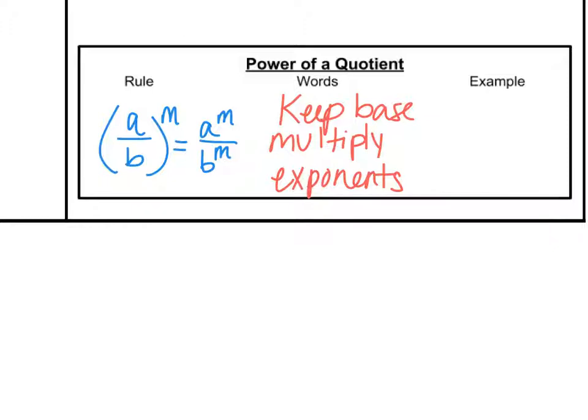So an example of that, say we have 3 halves to the 5th power. Both 3 and 2 have a power of 1 right now. If you don't see it, it's a 1, and so we just multiply the exponents. That would be 3 to the 5th over 2 to the 5th. Just a couple examples, and we're done.